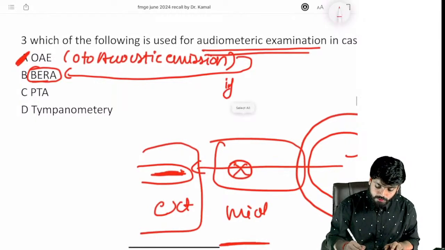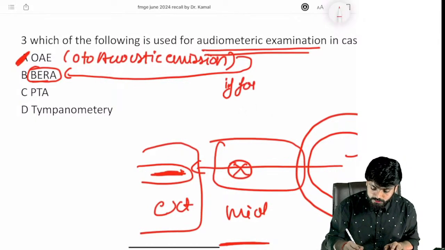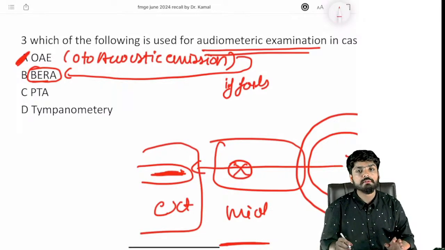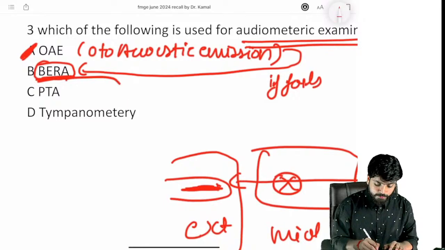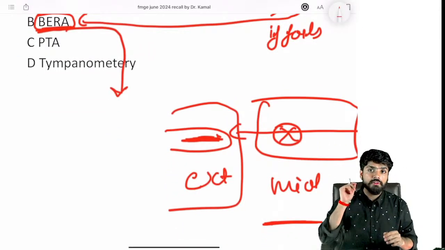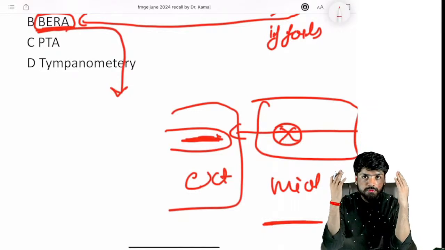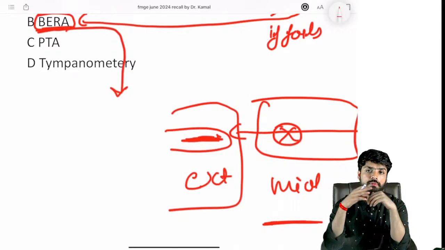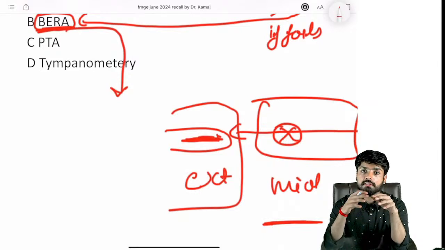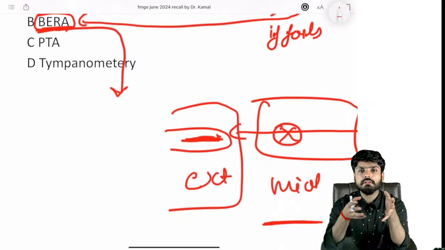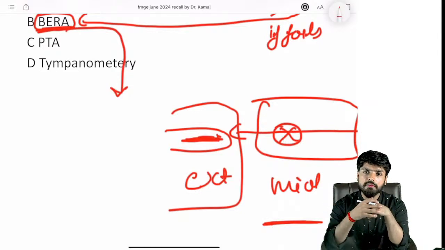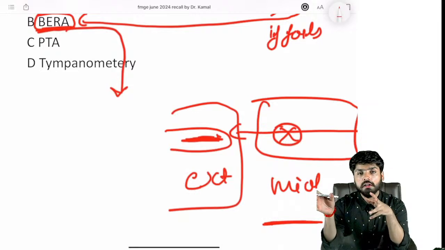If otoacoustic emission fails, we have to go with BERA. The full form of BERA is brainstem evoked response audiometry. It has certain waves that form whenever we stimulate. There are certain probes that we put on the head and the neck of the newborn, and then we stimulate the brain of the patient and see certain waves. These waves are nothing but neurological waves, neurons generating electrical activity. We record those activities and try to understand which parts are present.